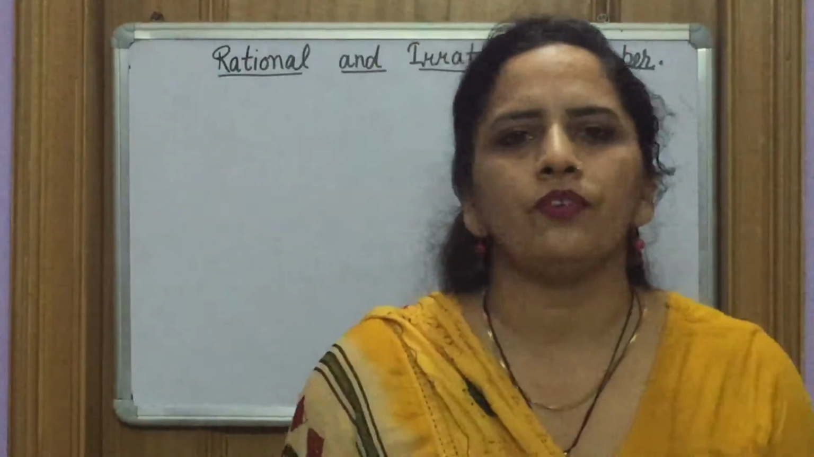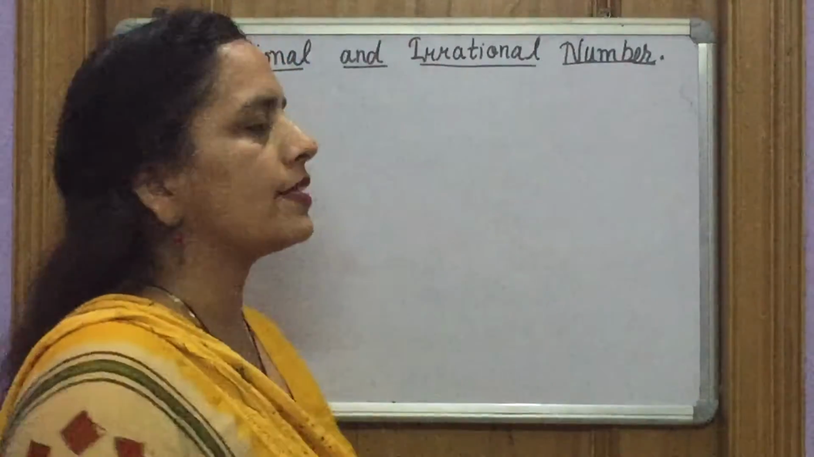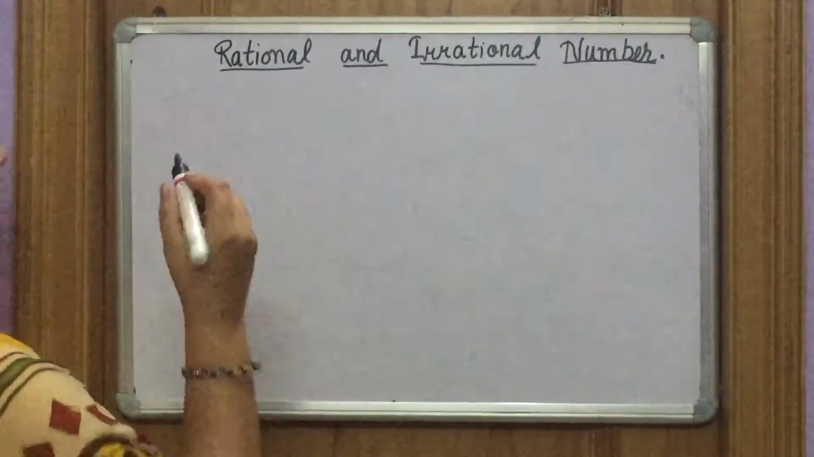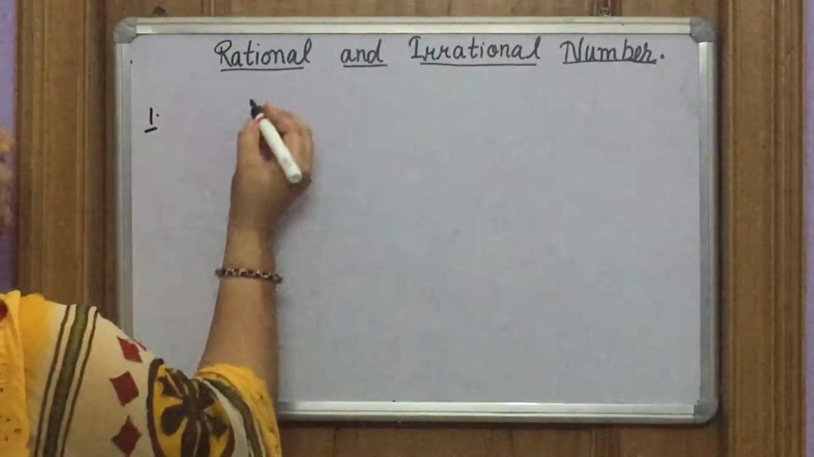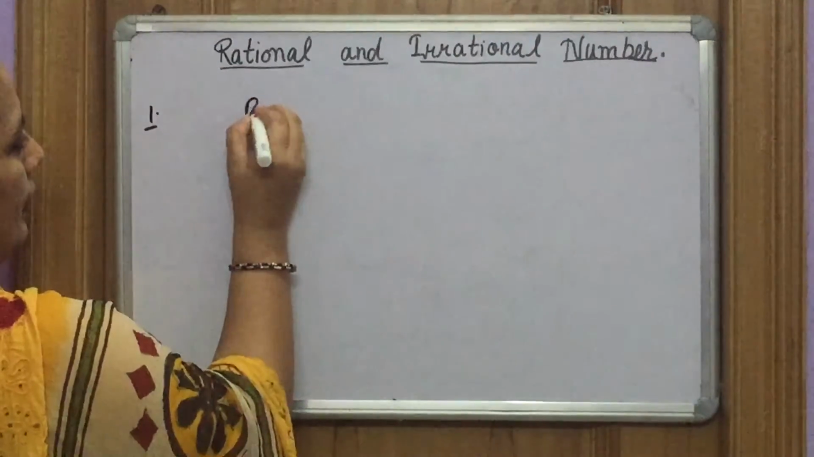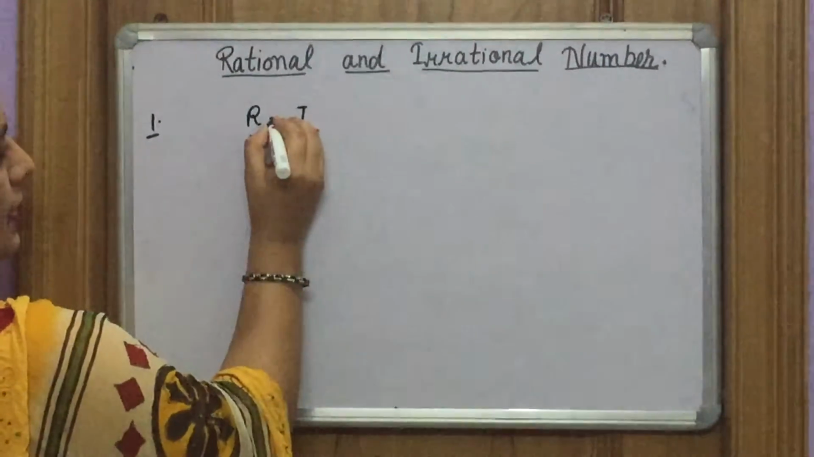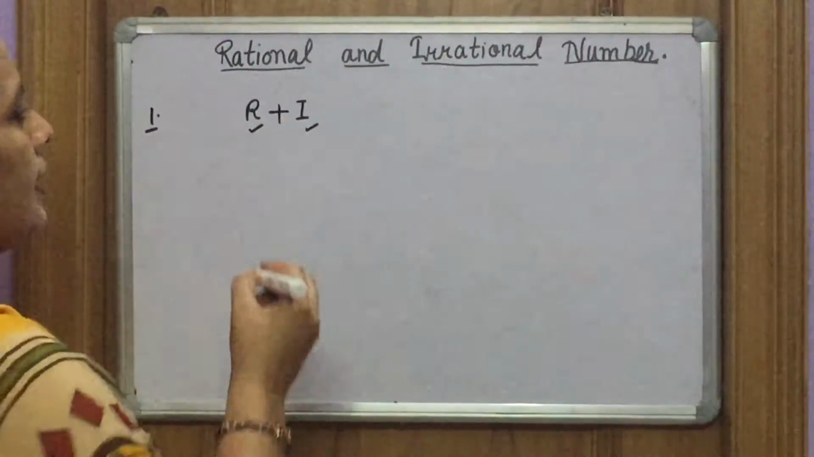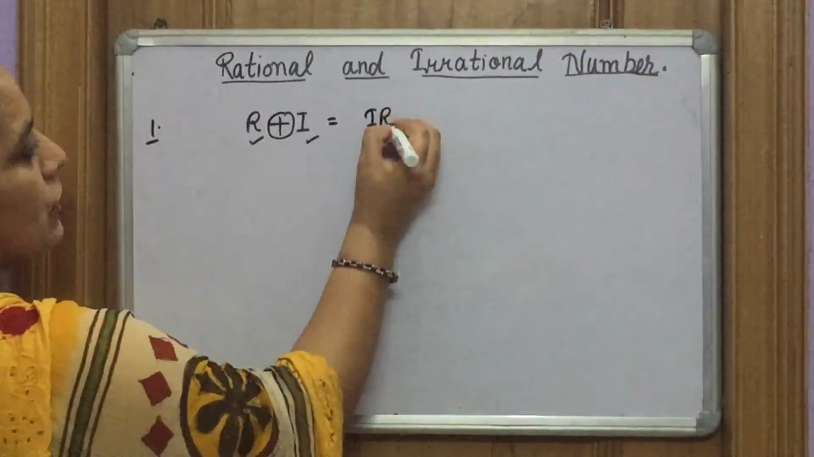Hello students, now we are going to continue our same topic, that is rational and irrational. Today we will use some more conditions to check whether a number is rational or irrational. So first of all we will discuss the conditions. First condition is, if you are given a number in which one number is rational and the second one is irrational, and between them there is some operation, then the final answer will be irrational.